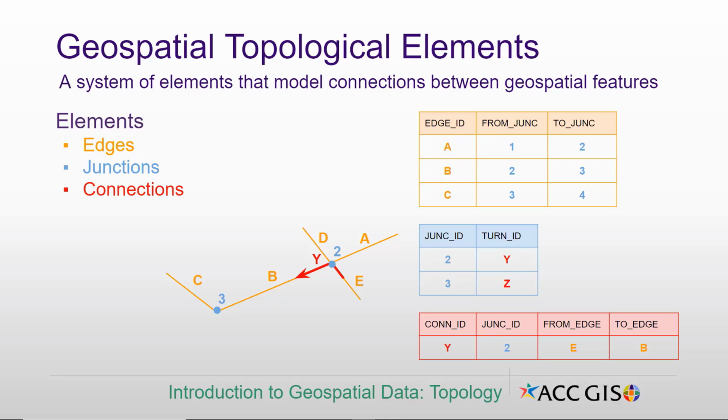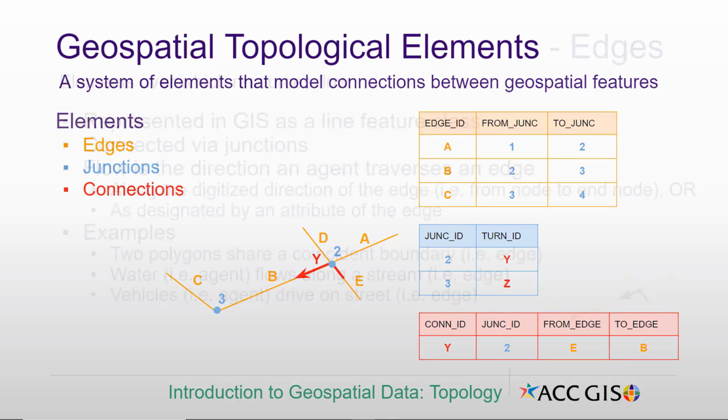So in this example right here, the turn Y is illustrated in the diagram and represented in the table to restrict movement from edge E to edge B. So in the diagram, connection Y restricts movement from edge E to B via junction 2. You cannot move from edge E to A or E to D.